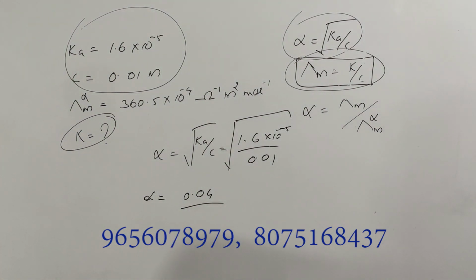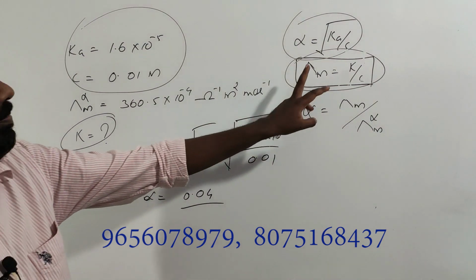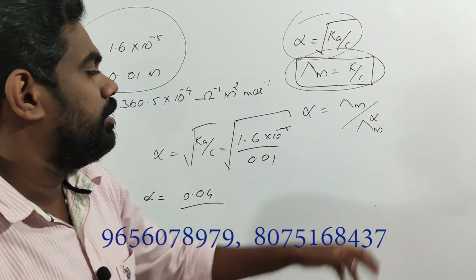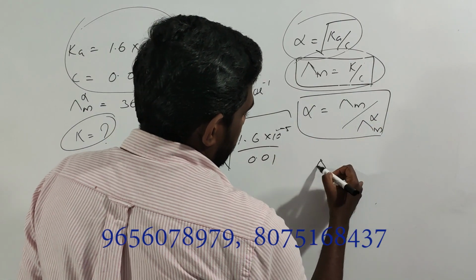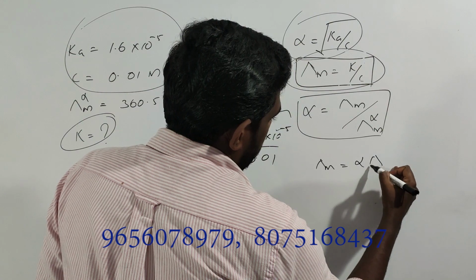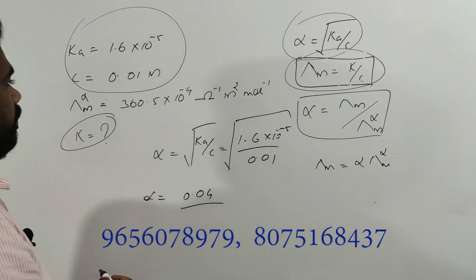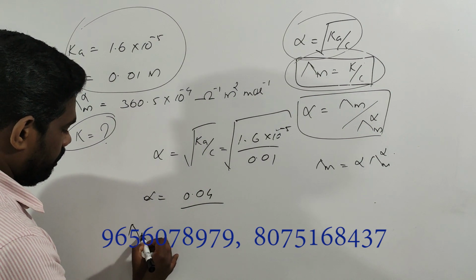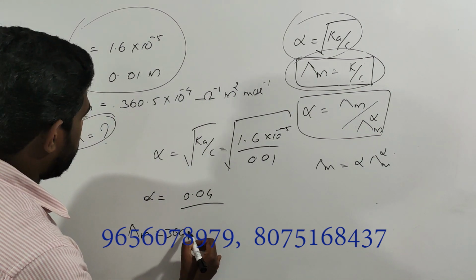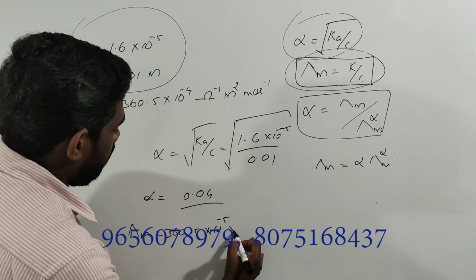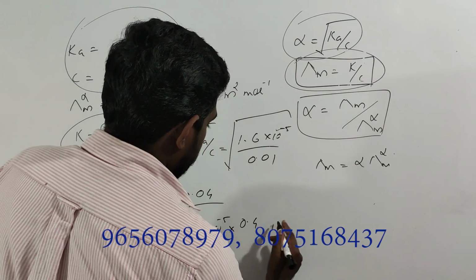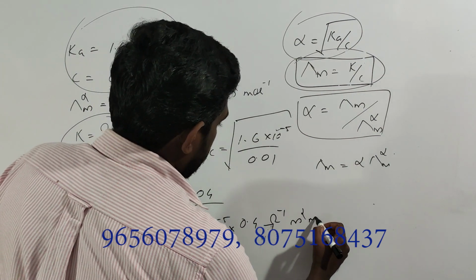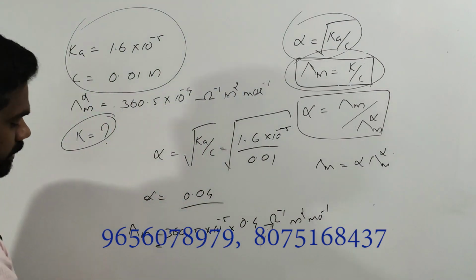Okay, alpha equal to 0.04, that is the answer we will get. And substitute these values in this equation, we will get alpha equal to lambda m divided by lambda m infinity. From this one, lambda m equal to alpha into lambda m infinity. So put these values here, we will get lambda m equal to 360.5 into 10 raised to minus 5 into 0.4 ohm inverse meter square mole raised to minus 1. So this is the value of lambda m.